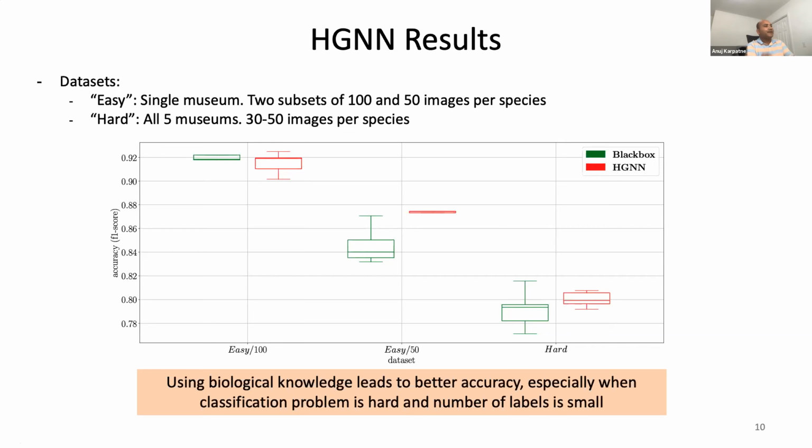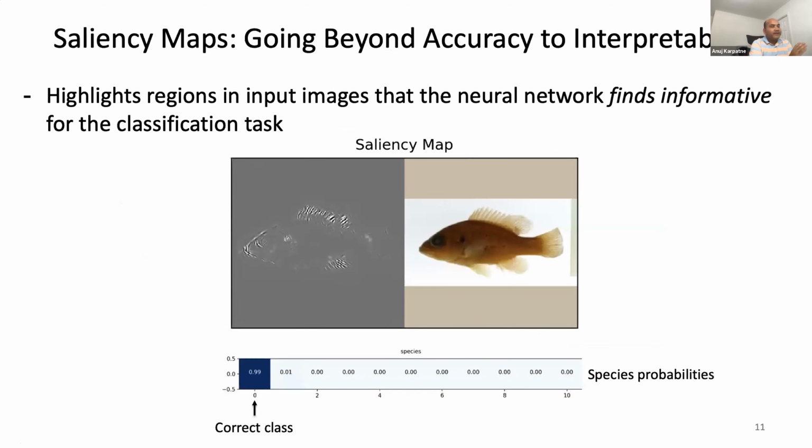So this is just one line of evidence. There are many other ways to look at the performance of machine learning models. For example, by looking at saliency maps, which are essentially regions of the image that a neural network finds to be very interesting in solving the downstream machine learning task.